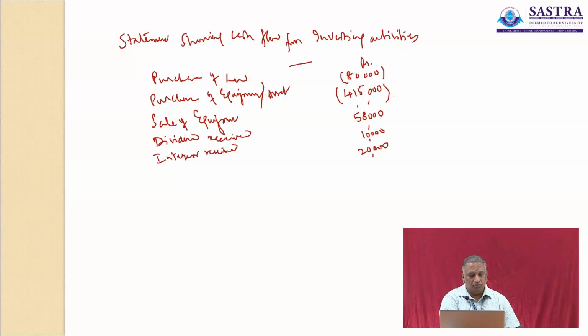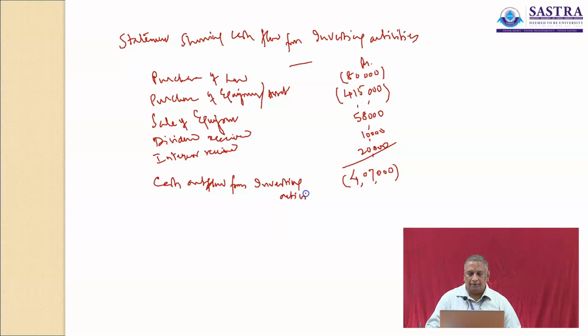So 4,15,000 plus 80,000 minus 88,000. So 4,07,000 cash outflow from investing activities. This 4,07,000 cash outflow from investing activities is your answer.